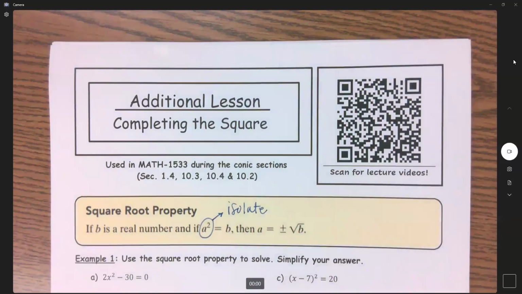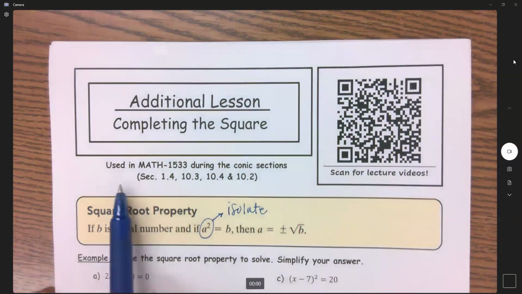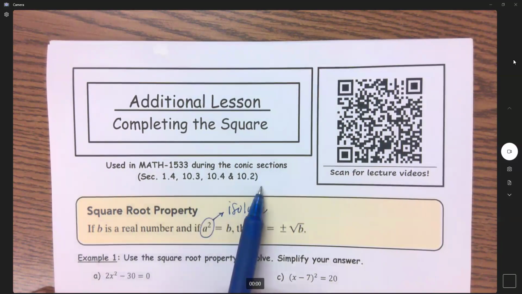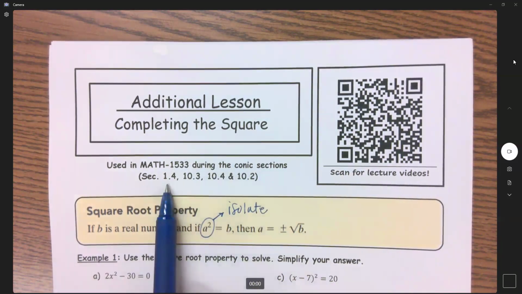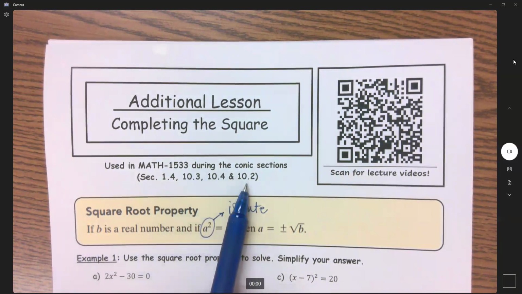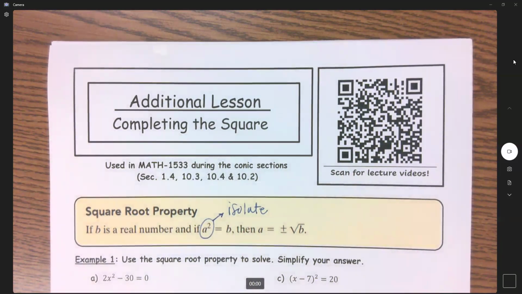Welcome to your pre-calc additional lesson over completing the square. As you can see here, we're going to use this in all of our conic sections, and I'm not going to read this list, but this is the lesson over circles, ellipses, hyperbolas, and parabolas. And we will need to, in all four of those sections, take our equations in general form and put them into a more useful form for us for graphing and finding key information.